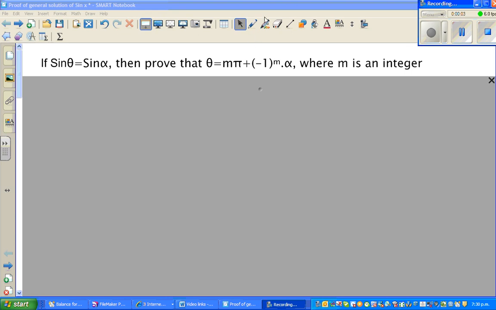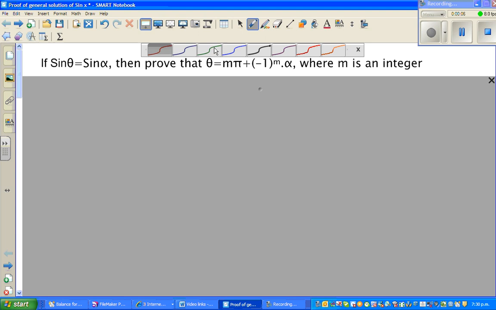In this video, I'm going to discuss the general solution of an equation in sine theta. So this is what we have to prove. It says that if sine theta is equal to sine alpha, then prove that theta is equal to m pi plus minus 1 to the power m times alpha, where m is an integer. I want to go step by step.